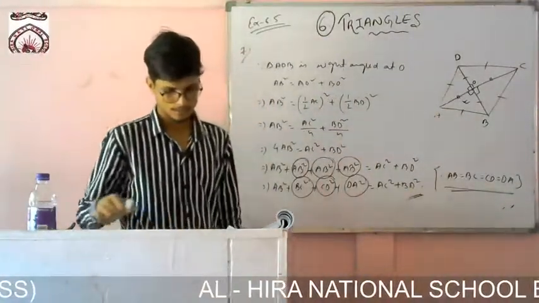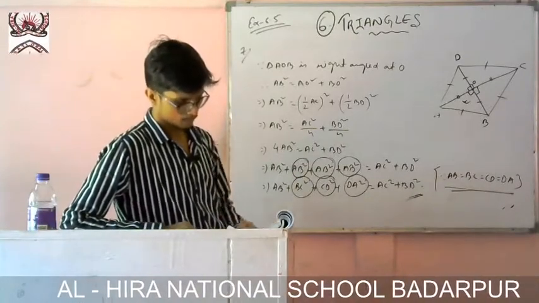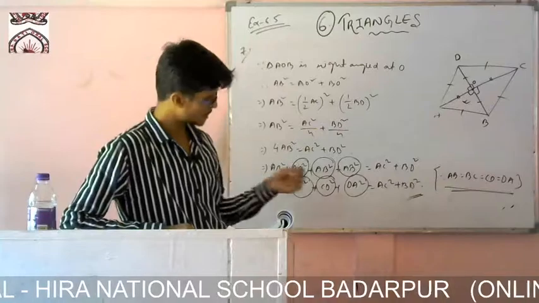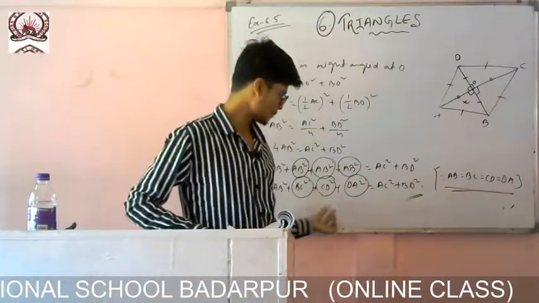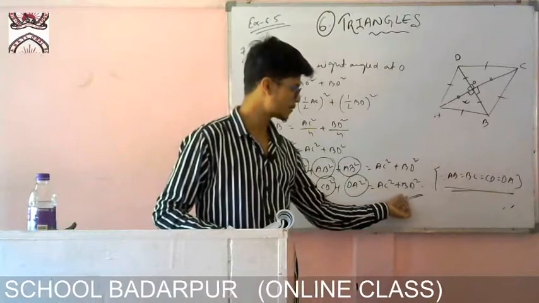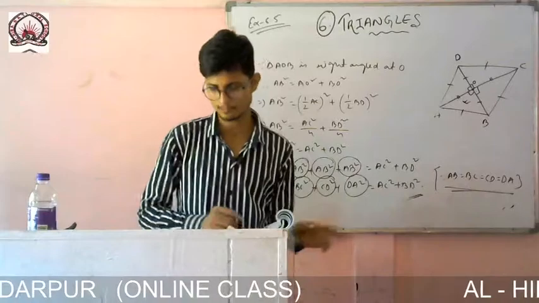So hence proved. But you can write: therefore the sum of the squares of the sides of a rhombus is equal to the sum of the squares of its diagonals. So you write hence, or by giving therefore, you write the last line.